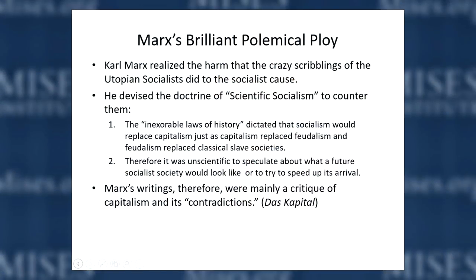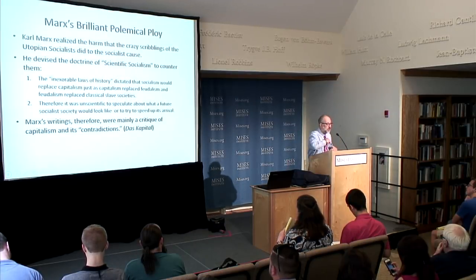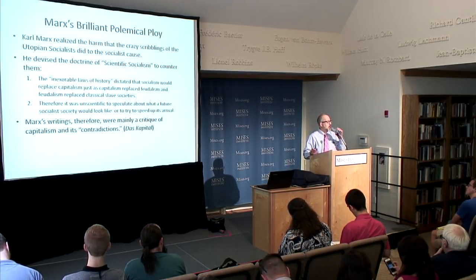So his writings weren't, what was his great work called? Was it called socialism? Okay, it wasn't called communism, it was called capitalism, Das Kapital. He didn't write a word about the socialist future, what it would look like, okay? He just spent all his time talking about the economic contradictions that would cause capitalism to collapse with the inexorability of the laws of nature. So this is where we stood when Mises wrote.